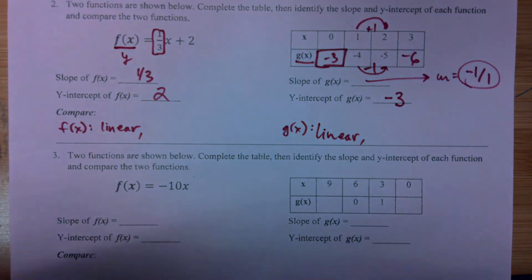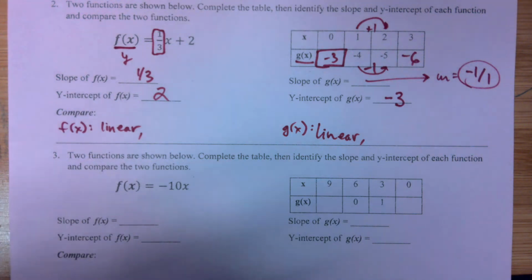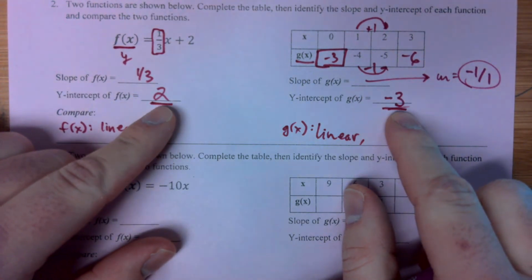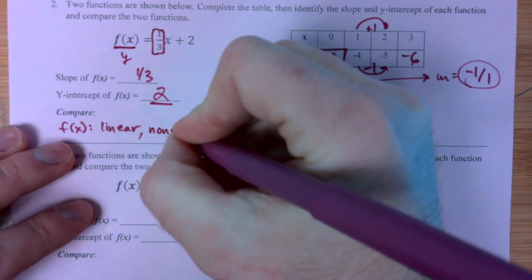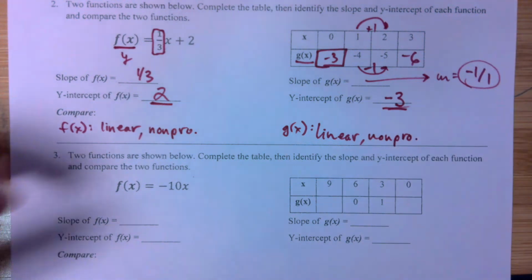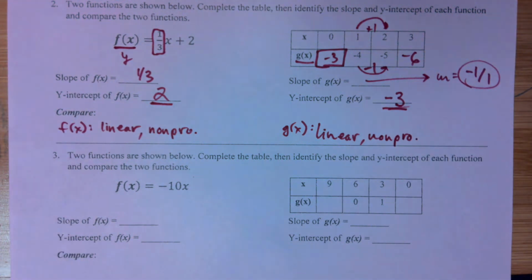Now, are these 2 functions here proportional or non-proportional? Non-proportional. Why do you say they're non-proportional? Because the b value is not equal to 0. The b value is not 0, so this is non-proportional. There's the first part of our comparing.